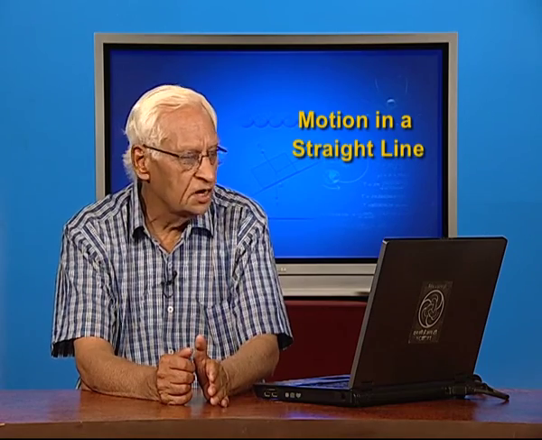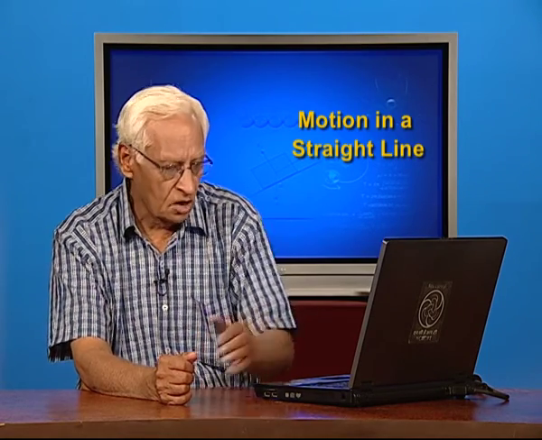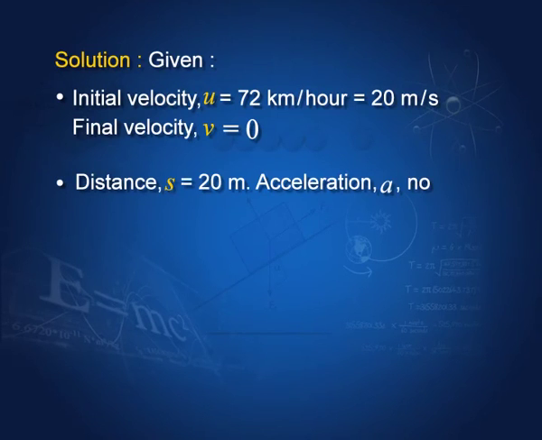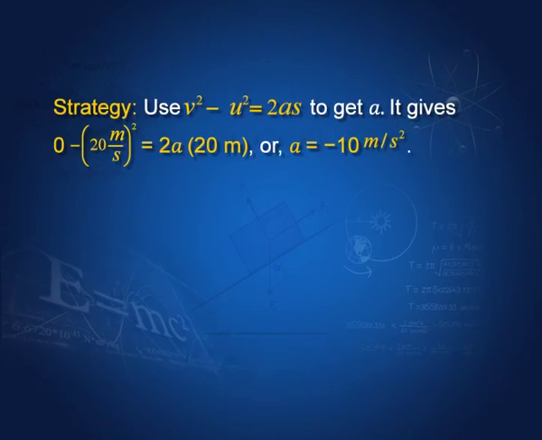What time did it take to come to rest? Now, what are given? We are given the initial velocity u, which is 20 meters per second. We are given the final velocity 0 because he comes to rest, and we have to find the time t. So, we use the equation v squared minus u squared equals 2 a s. Because we know the final velocity, the initial velocity, and the distance covered, we can find a, and we find a in this case to be minus 10 meters per second squared.